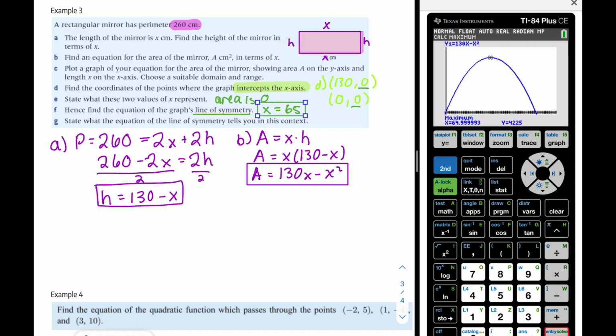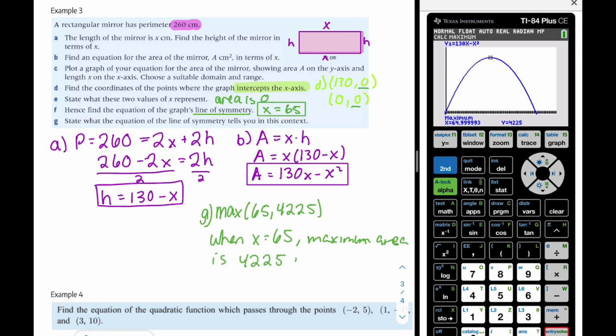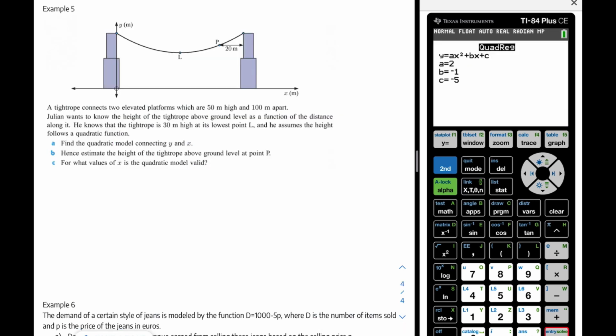And part G, state what the equation of the line of symmetry tells you in this context. Now this is super important. In this context, since our maximum is happening at 65 and 4,225, this is telling me that when x is equal to 65, I have a maximum area, and the maximum area is 4,225 centimeters squared.